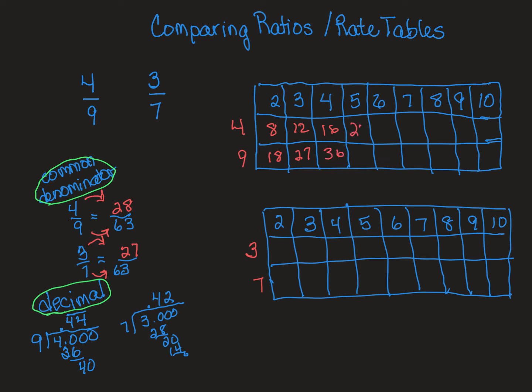5 times 4 is 20. 5 times 9 is 45. 6 times 4 is 24. 6 times 9 is 54. 7 times 4 is 28. 7 times 9 is 63. 8 times 4 is 32. 8 times 9 is 72. 9 times 4 is 36. 9 times 9 is 81. 10 times 4 is 40. 10 times 9 is 90. So there I have a rate table scaling up.